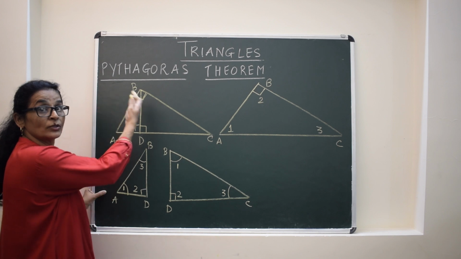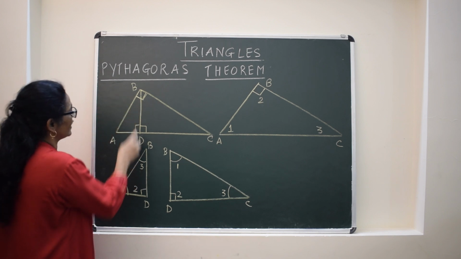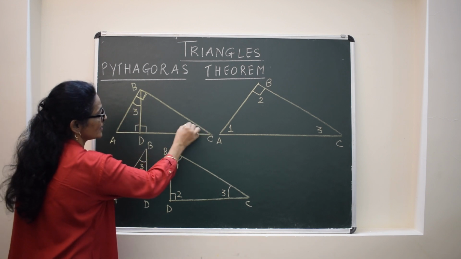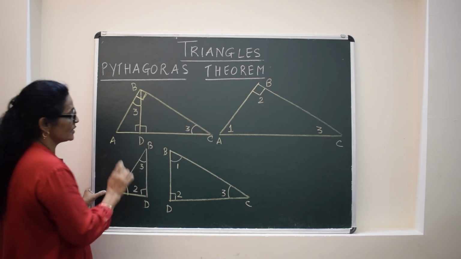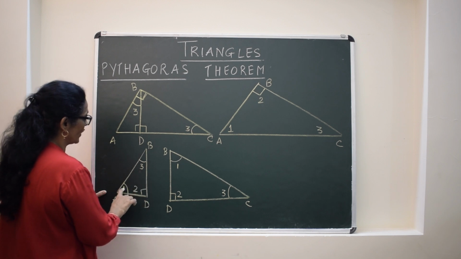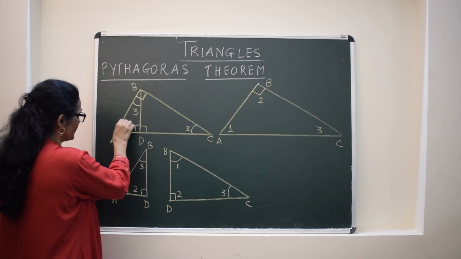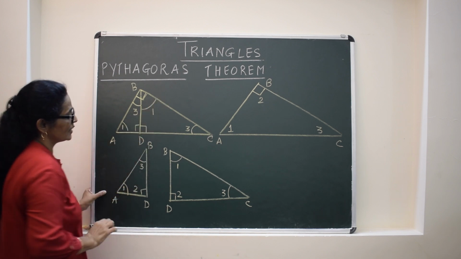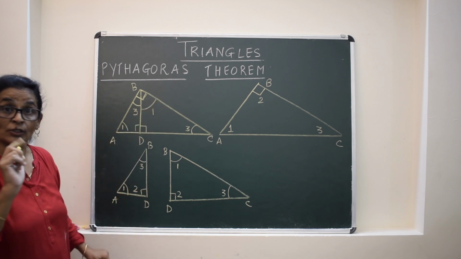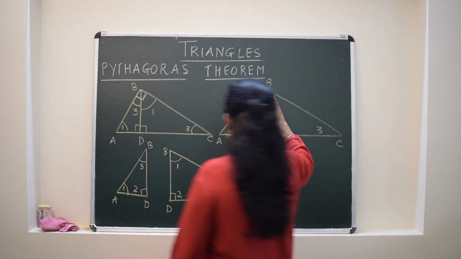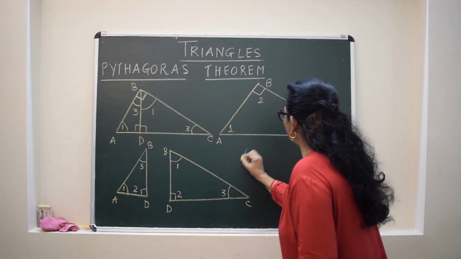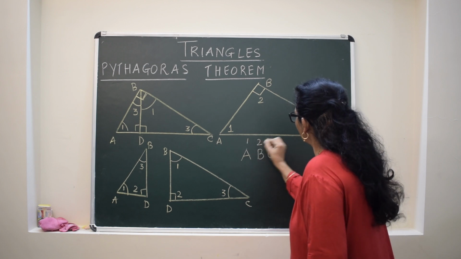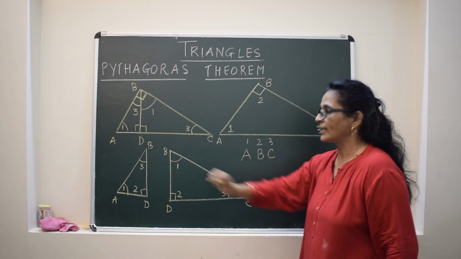Now we'll go back to the original one. This is angle 3. It means this angle 3 will be equal to this C. Similarly, this angle 1. This is 1, and here what are we getting? This angle is 1. So this will give us the correct order. Now let's see how. This is the original triangle that we will number as 1, 2, 3, A, B, C.